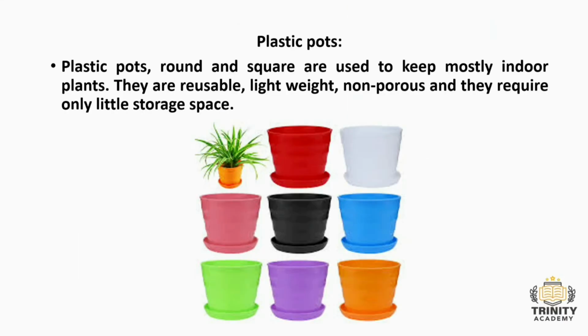Let's see about plastic pots. Plastic pots are round or square in shape. It is used to keep mostly indoor plants. They are reusable, lightweight, non-porous, and they require only little storage space.